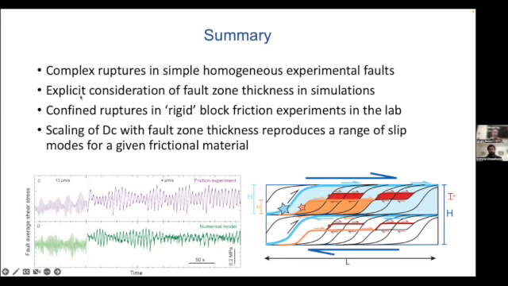And taking all this information and scaling it up to larger fault zones, if we scale the fault zone thickness with the critical slip distance, which we think is a proxy for fault zone thickness, it is able to reproduce a range of slip modes for the same fault or for the same frictional material, all else kept constant.